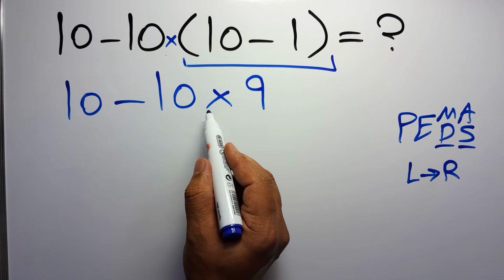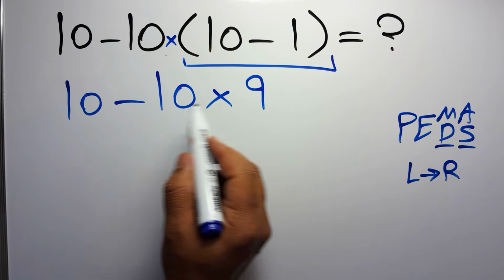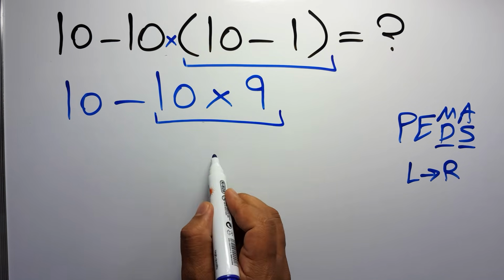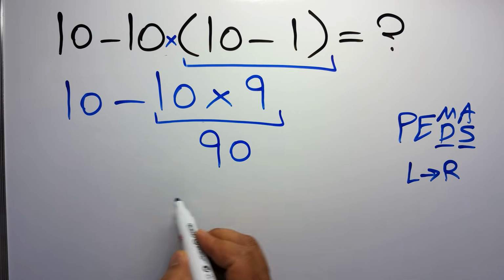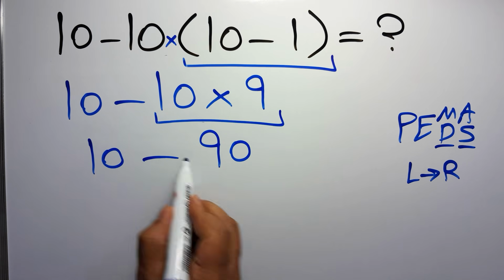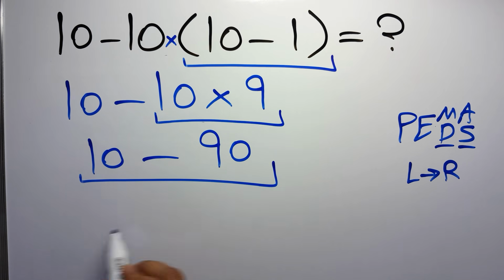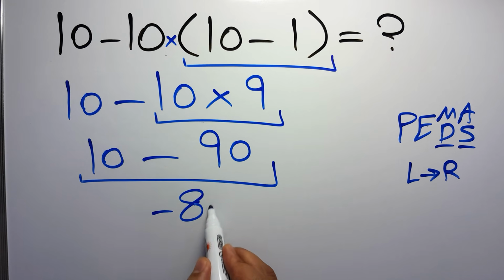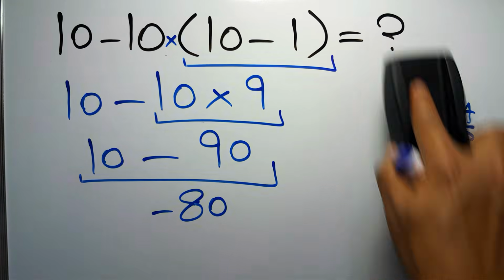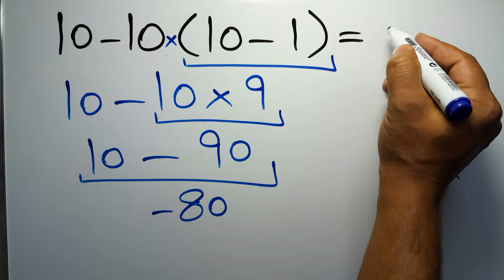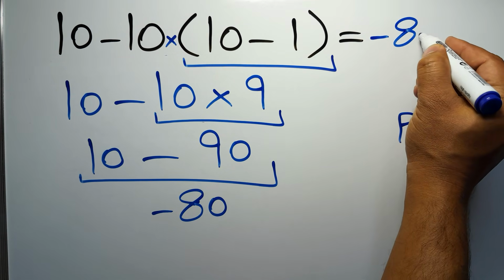So here, first we have to do this multiplication. 10 times 9 equals 90. So we have 10 minus 90, which equals negative 80. And this is our final answer to this problem. The correct answer is negative 80.